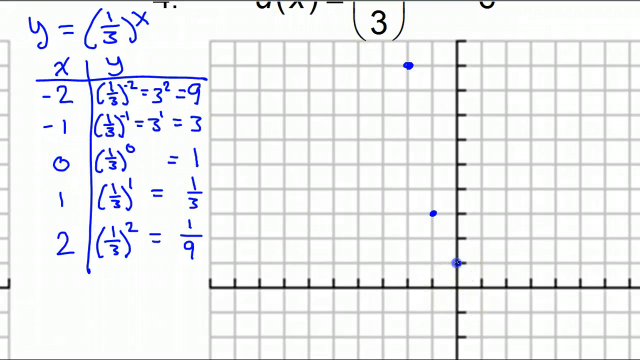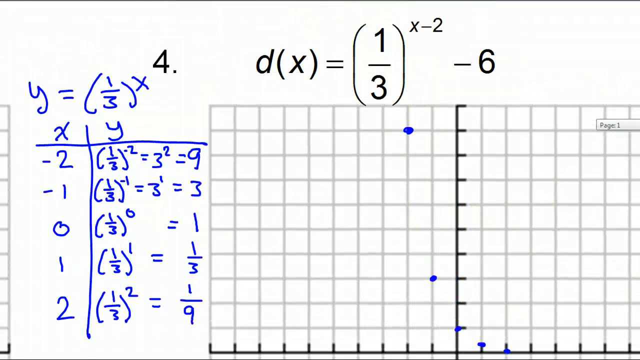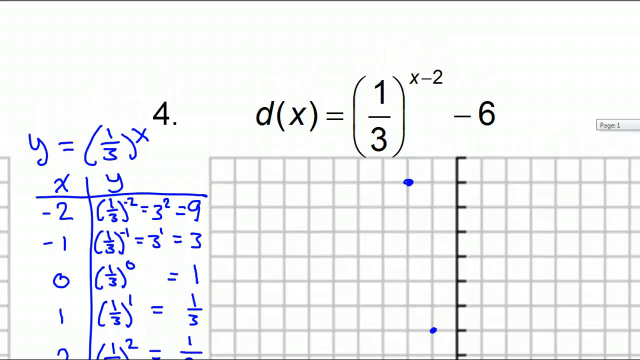0 is at 1. 1 is at 1/3. And 2 is at 1/9, which is basically on the line. Not quite, but super close. Alright, so we've got these points, and obviously the asymptote would be right here. But let's go ahead and talk about the transformations that are about to happen.